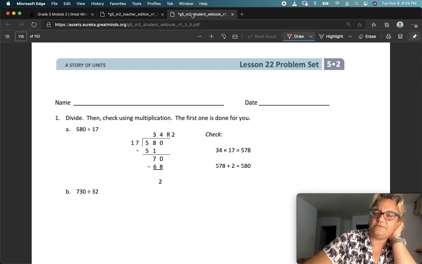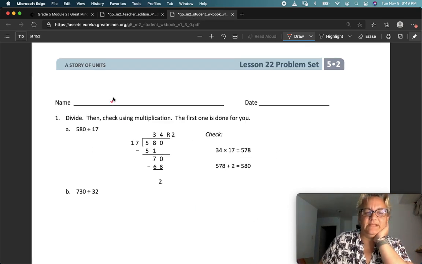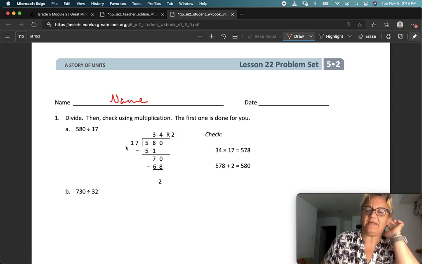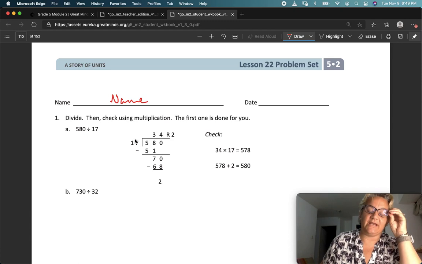So let's go to the problem set. Name on your paper. Divide, then check using multiplication. And so this is that 3-digit dividend divided by a 2-digit divisor. And our quotient is 2 digits with a remainder.